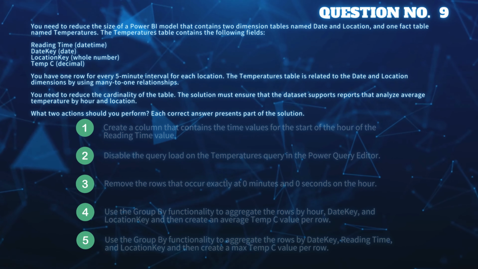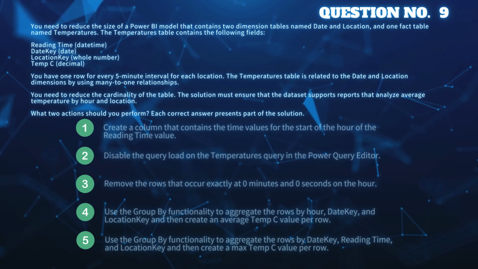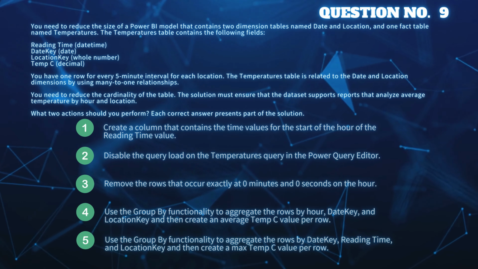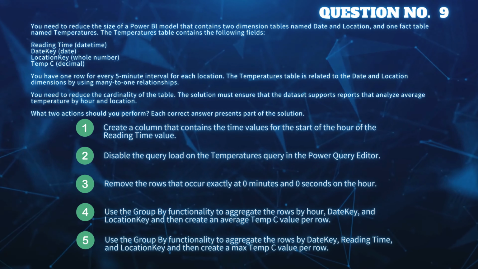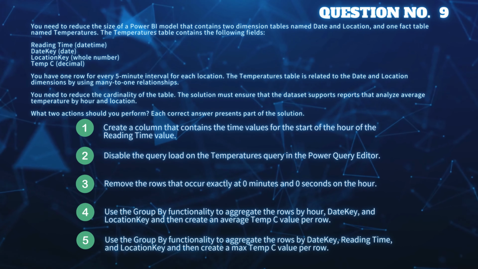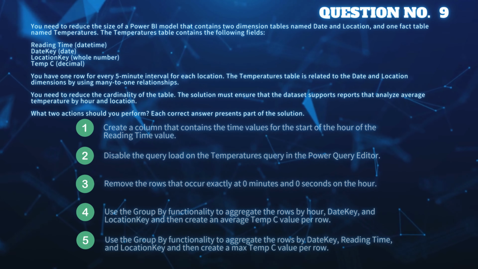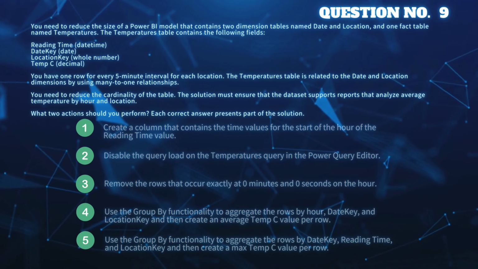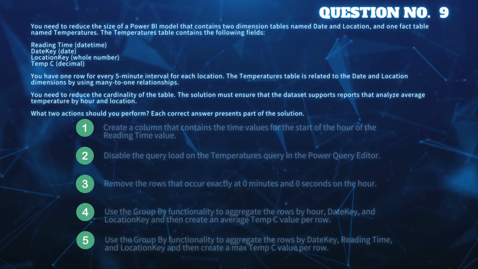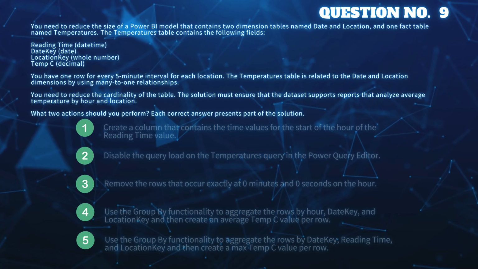You need to reduce the size of a Power BI model that contains 2 dimension tables named date and location, and 1 fact table named temperatures. The temperatures table contains the following fields: reading time, date key, date. Location key, whole number. Temp C, decimal. You have 1 row for every 5-minute interval for each location. The temperatures table is related to the date and location dimensions by using many-to-one relationships.